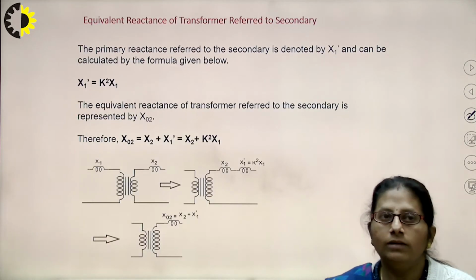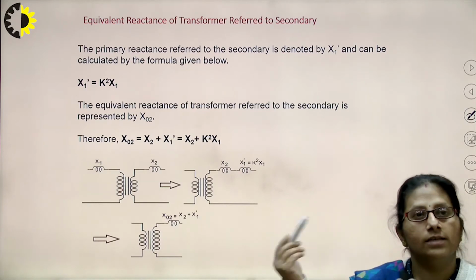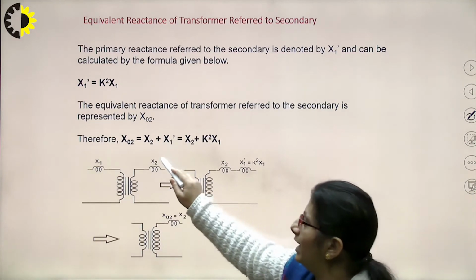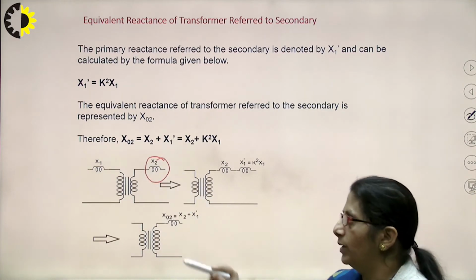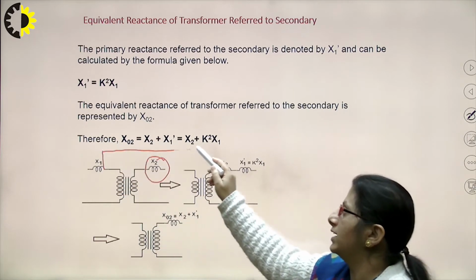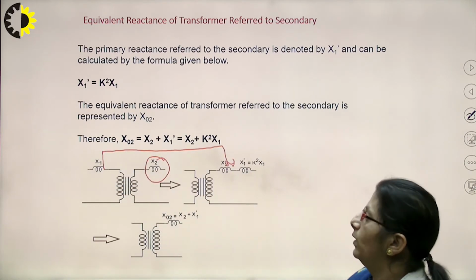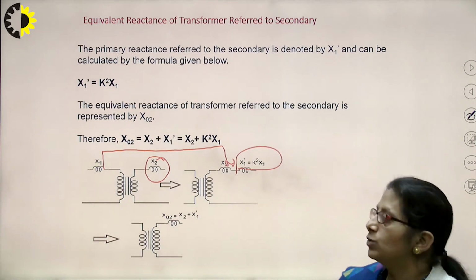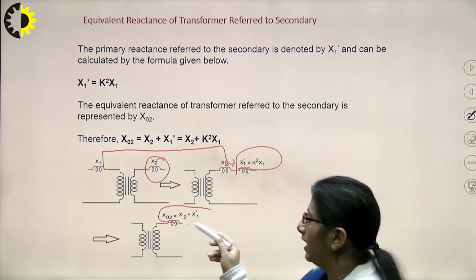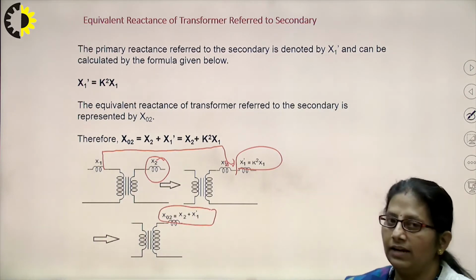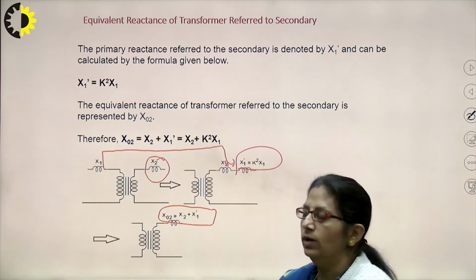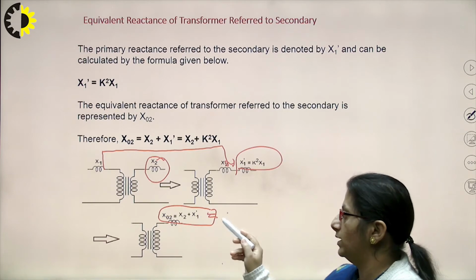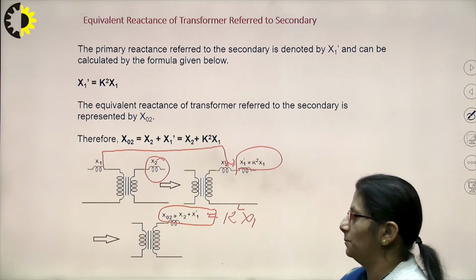Similarly, for the equivalent reactance of the transformer referred towards secondary, this time the secondary reactance X2 remains as it is. Now, what we are doing? We are transforming the primary leakage reactance X1 towards the secondary side. That value becomes X1 dash, which is given by K square of X1. So, the total equivalent reactance of the transformer referred towards secondary, X02, will be equal to X2 plus X1 dash. And what is X1 dash? X1 dash is K square X1, right.